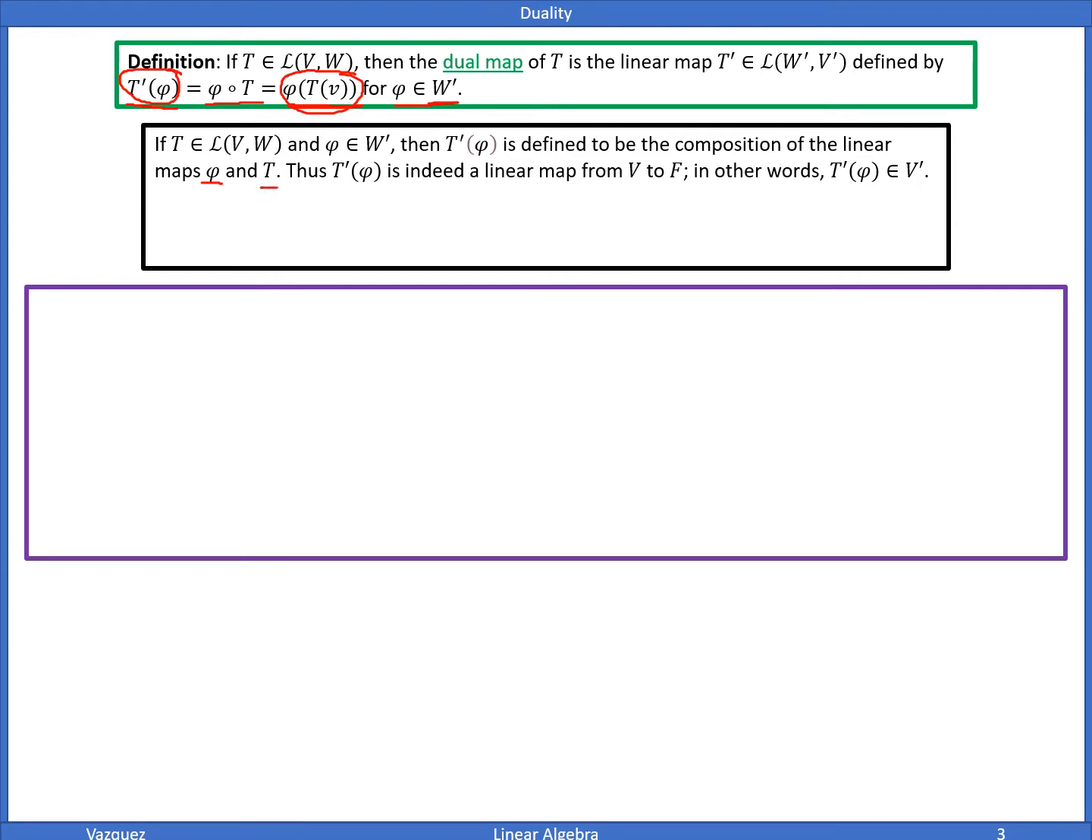So we know, as we have shown before, that the dual map is indeed a linear map from V to F. In other words, T prime of phi is in V prime. And then the verification that T prime is a linear map from the dual space of W to the dual space of V is straightforward. But before I go on, let me draw a picture for what we just did.